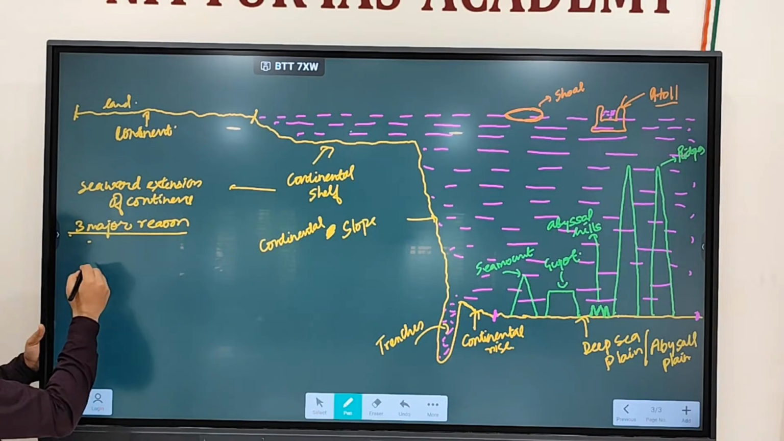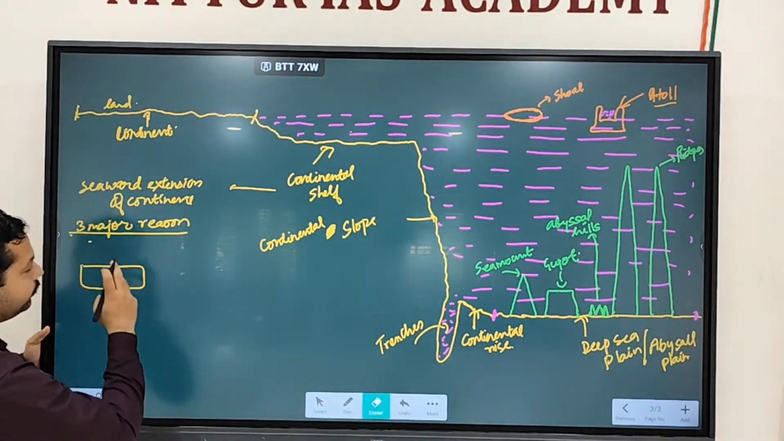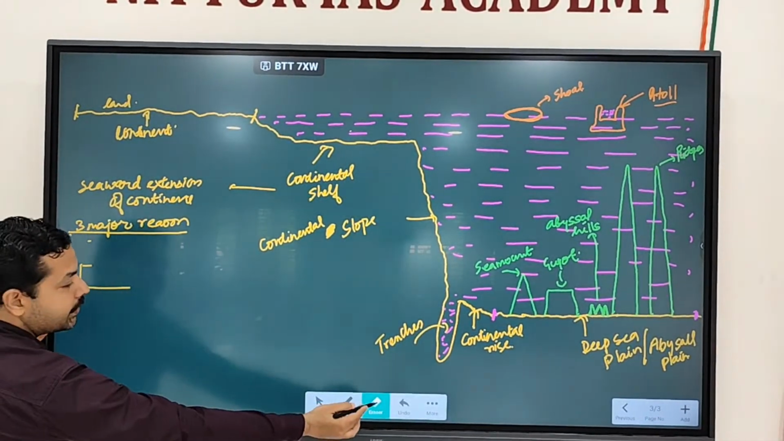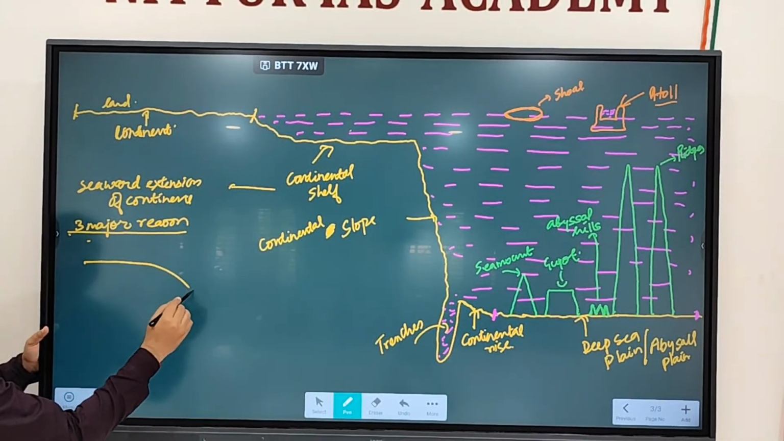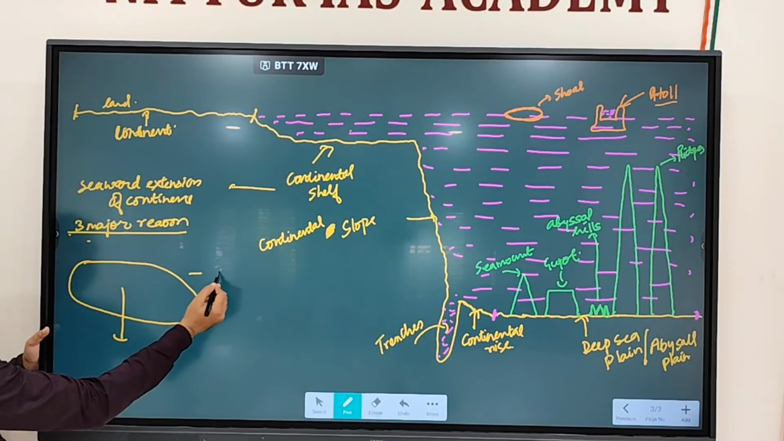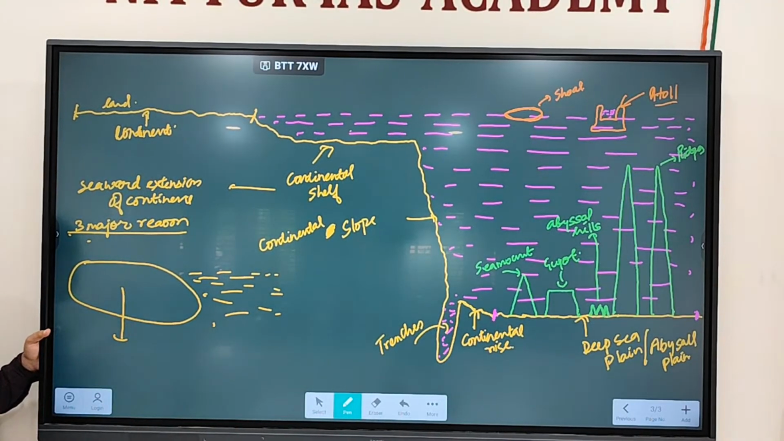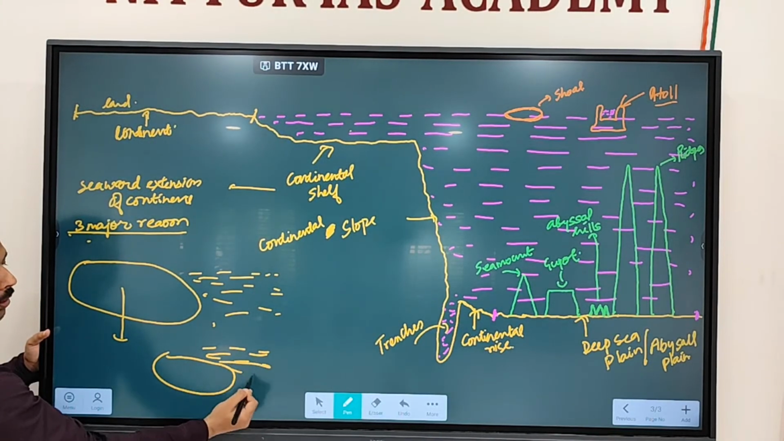Either the continent, let's say this is a continent. This continent is going down. Okay, this is water. And this continent is going down. When this continent is going down, what will happen? After a certain point of time, you see water will be moving over.